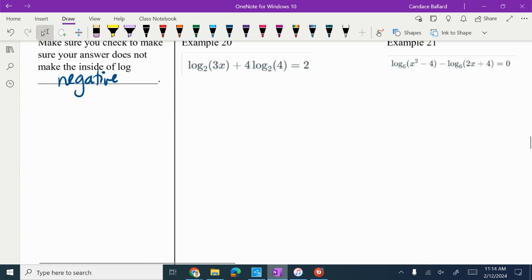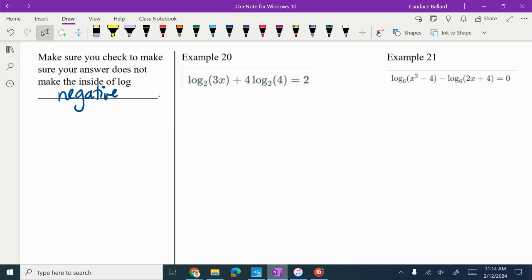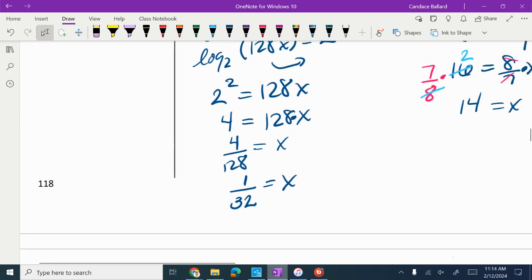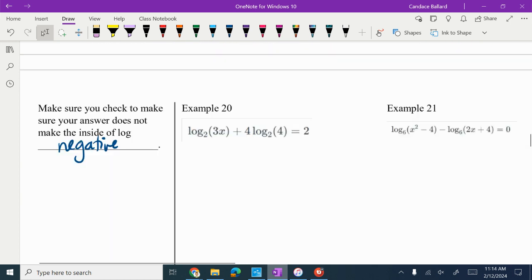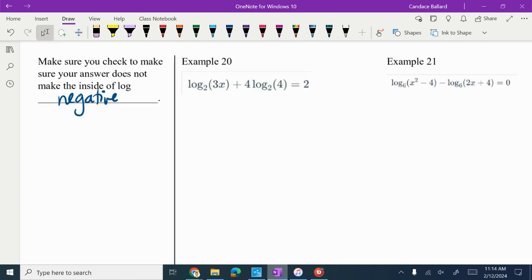Okay. All right. So I want you to try example 20. It's very similar to the one right above it, 18. Everybody's going to take a minute and try 20 from beginning to end on your own. Make sure you condense first. All of it after 18.